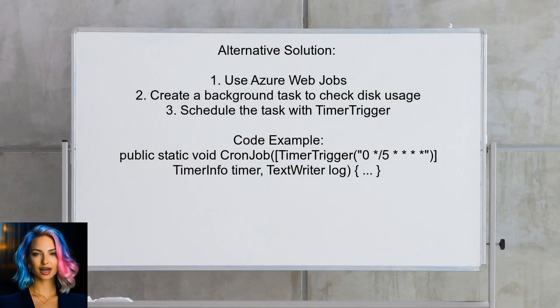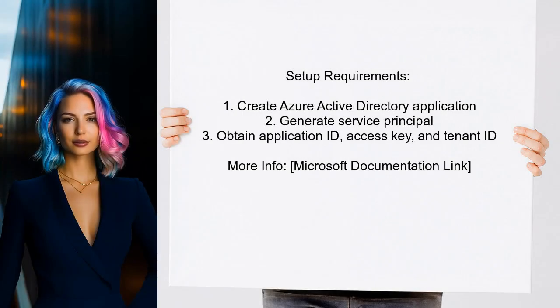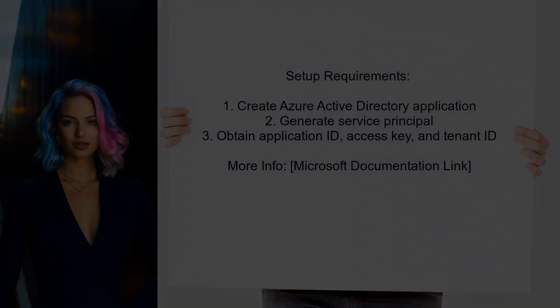An alternative approach to setting up an alert for low disk space in Azure App Service involves creating a custom solution. You can use Azure Web Jobs to run a background task that checks your web app's disk usage. This user suggests sending a REST request to the Azure Management API to retrieve the current disk usage. If the usage exceeds a certain threshold, you can trigger an alert, such as sending an email. To use the REST API, you'll need to create an Azure Active Directory application and service principal. This will allow you to authenticate and access the necessary data.